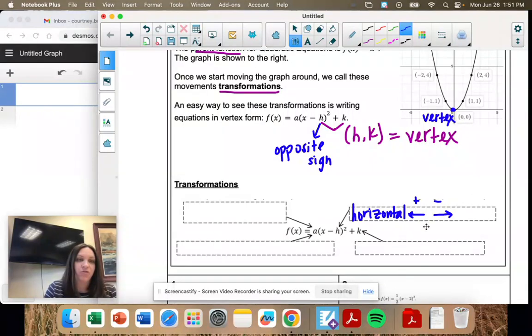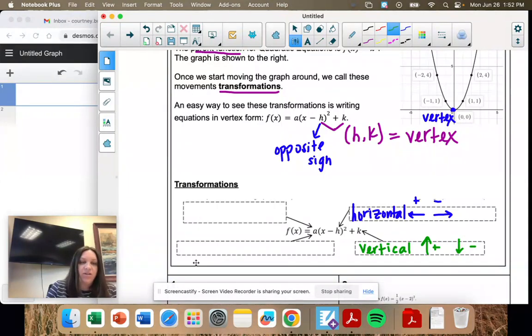So remember that if it's in the parentheses, it's opposite. And then k is our vertical movement. So if we're going up, it's going to be positive. If we're going down, it's going to be negative, just like what you would think. Okay, and then our a, there's two arrows to the a because it does two things.